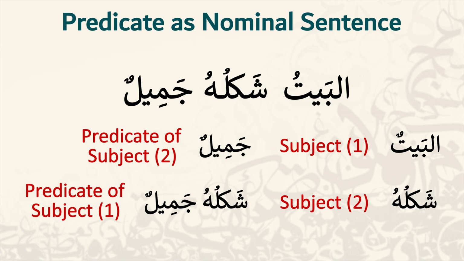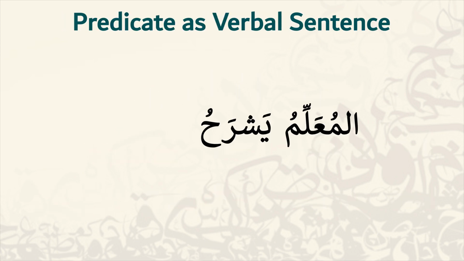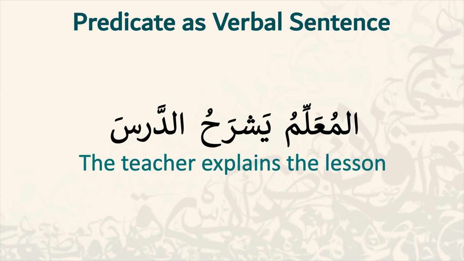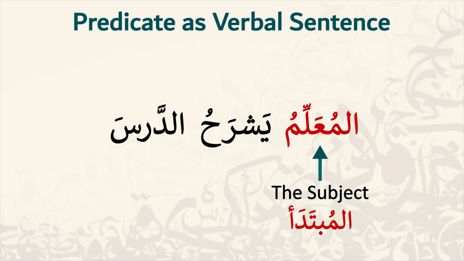Let's see the second type of sentence predicate. المعلم يشرح الدرس. The teacher is explaining the lesson or explains the lesson. This sentence is nominal, جملة اسمية. Why? Because it begins with a noun, المعلم. So this word is the subject, المبتدأ.